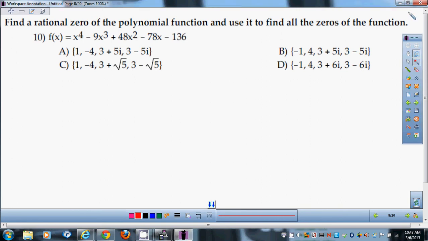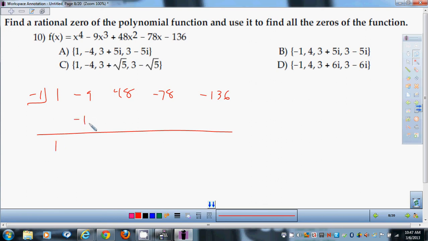So the easiest and quickest way to do this is just use synthetic division. Drop the 1, multiply, and multiply, and multiply. Yep, it was. So we know it's not A or C, because it has to be -1. And obviously it has to be +4, so let's go ahead and take that out. Remember to take it out of your depressed polynomial.